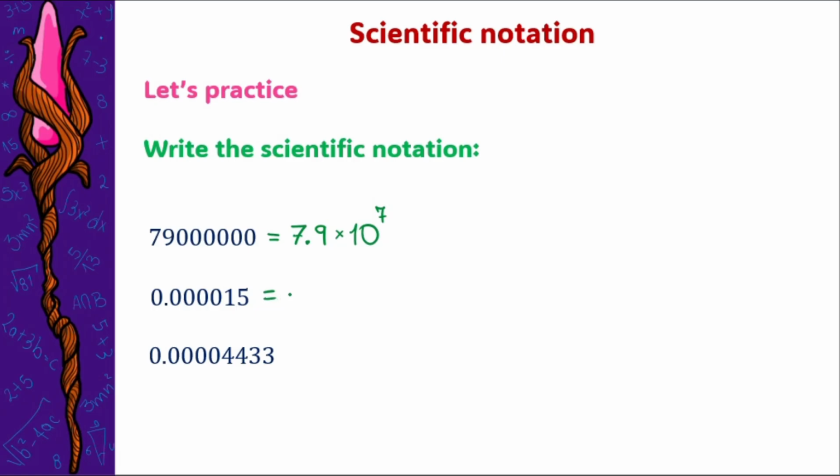Okay, for this one, let's see how many places we need to move it from the 1.5. 1, 2, 3, 4, 5. 5 to the left, so minus 5. And then this would be 4.43. I'm going to round the last 3 times 10 to the, let's see, 1, 2, 3, 4, 5 to the minus 5.